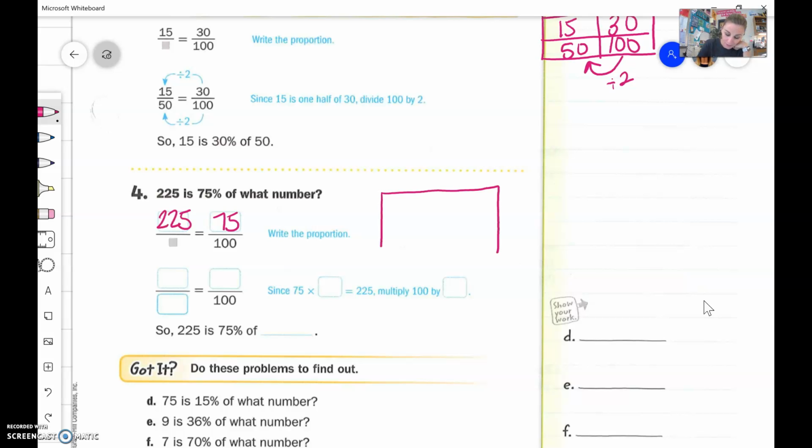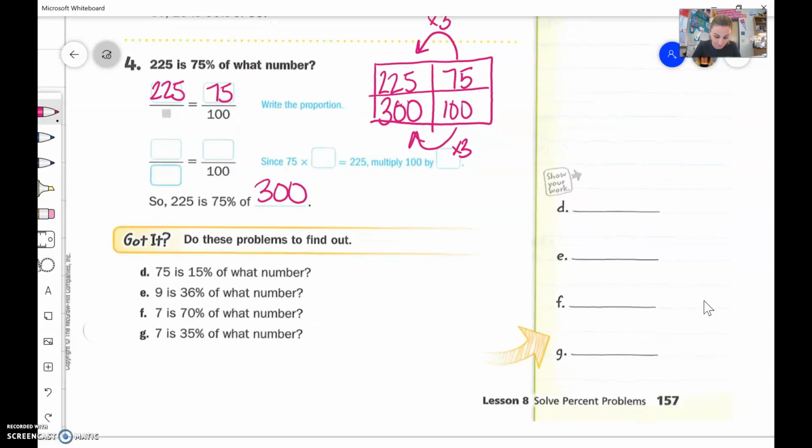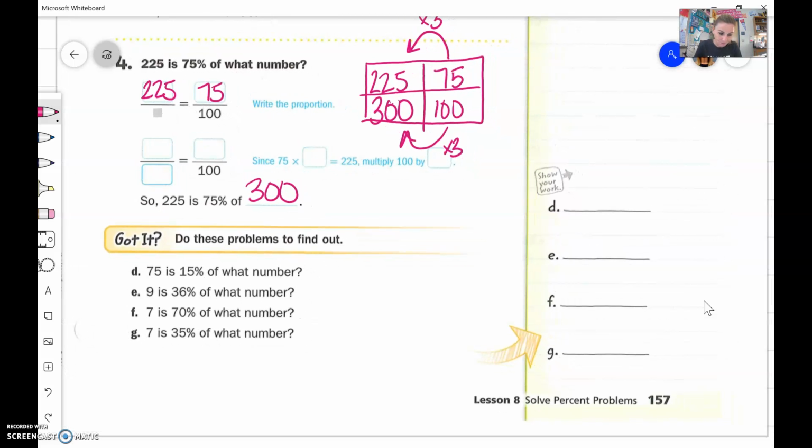So if we were to set this up in a ratio table, here we go. 75 out of 100 and 225. Now, how do I get from 75 to 225? I'm going to multiply by 3. If I multiply the top by 3, by golly, I got to multiply that bottom by 3, which is going to give me 300. So that's going to give me 300. Super easy when you set it up as a ratio table. Super, super easy.